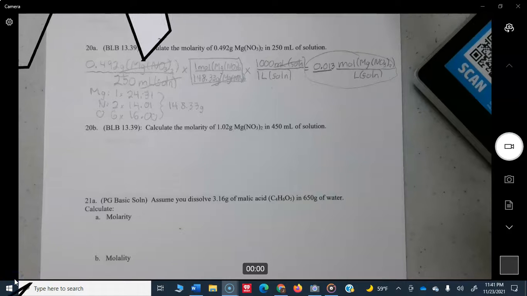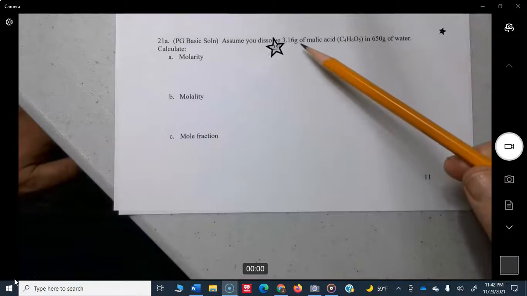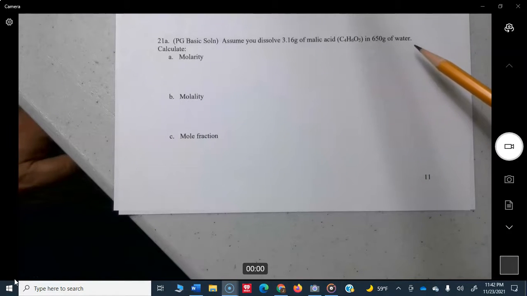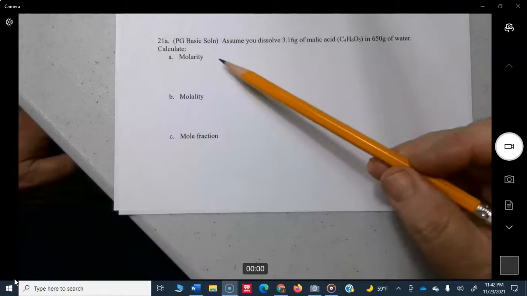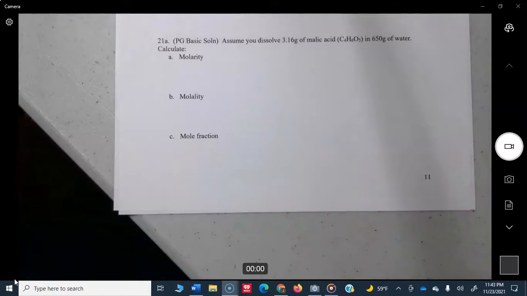Okay, we're on to our last problem, 21A. So it says, assume you dissolve 3.16 grams of malic acid in 650 grams of water. Calculate molarity, molality, mole fraction. On the next page, it's going to ask us for percent mass, percent composition by mass.